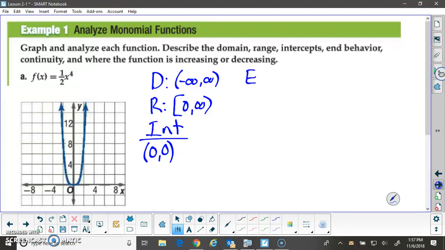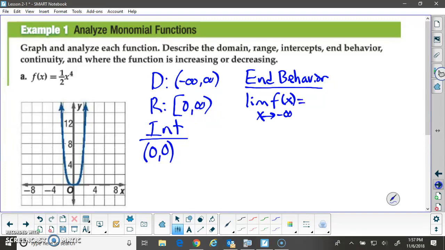The end behavior needs to be written correctly, and it gets written like this. So this is describing the left end, which happens to be going up. This is describing the right end, which happens to be going up as well. So that's how we'd write the end behavior. This is a continuous function.